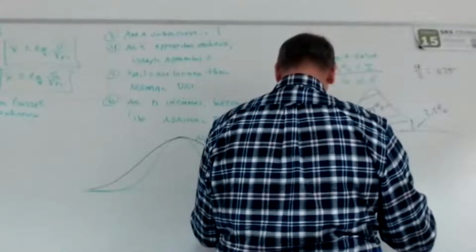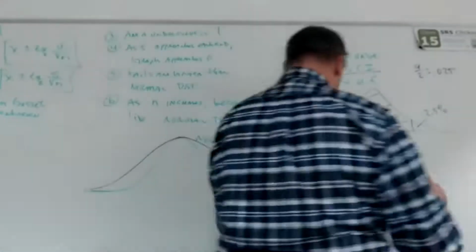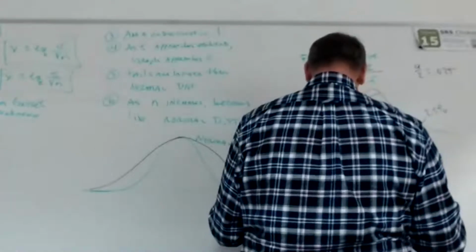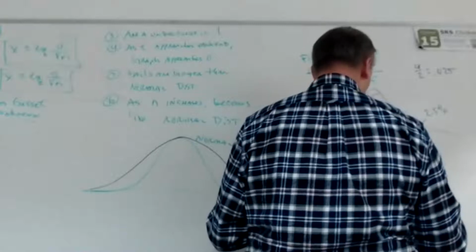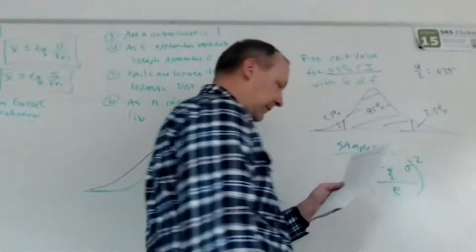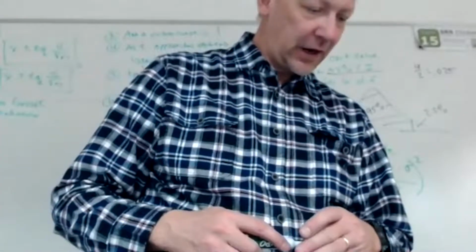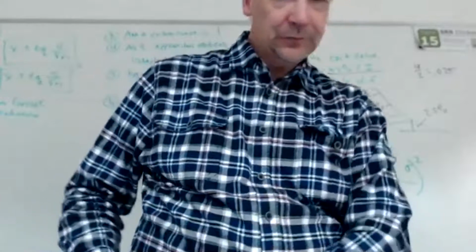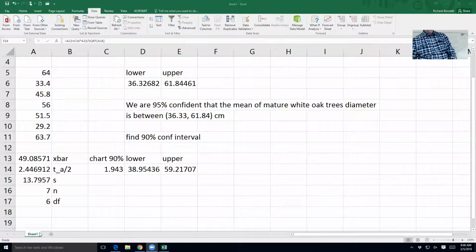So your n is going to be Z, we are going to use Z this time, not T. Z sub alpha over 2 times sigma divided by E, where E represents your margin of error. We're going to square that. Okay? So let's just do a quick example here. That's Z sub what? Z sub alpha over 2.